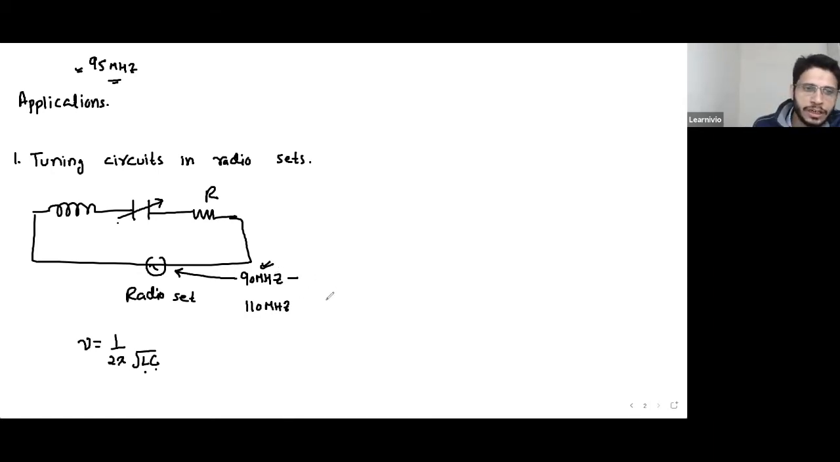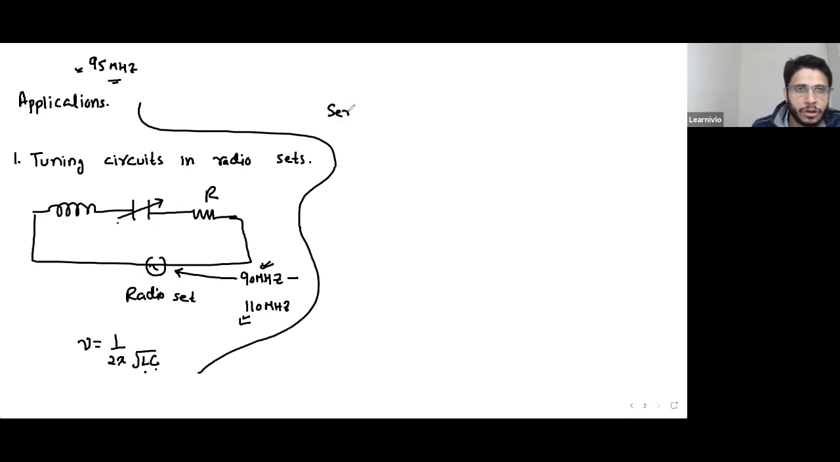Say you don't want to select the station corresponding to 90 megahertz. You want to select a station corresponding to 110 megahertz. So what will you do? You will again rotate the knob. By rotating the knob, you change the value of capacitance until the resonance frequency is equal to 110 megahertz. Once the resonance frequency is equal to 110 megahertz, the station corresponding to 110 megahertz gets selected, otherwise others are rejected. This is how we tune radio sets.